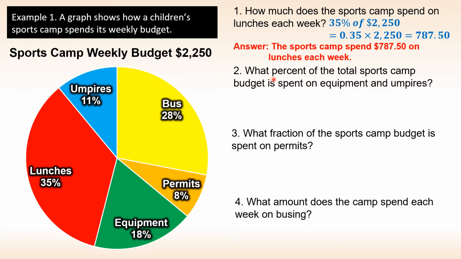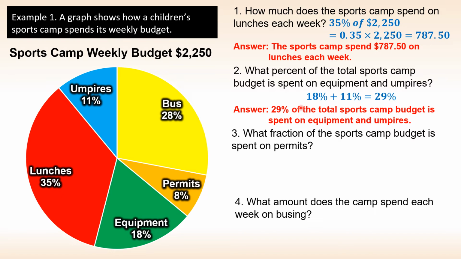Number 2. What percent of the total sports camp budget is spent on equipment and umpires? We have equipment 18%, umpire 11%. We only have to add them. 18% plus 11% is 29%. 29% of the total sports camp budget is spent on equipment and umpires.